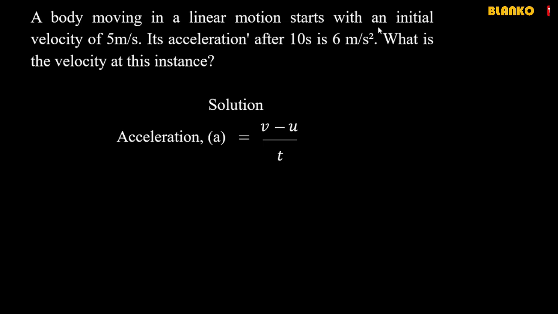From the question, the acceleration is 6 meters per second square. The time T is 10 seconds. The initial velocity U is 5 meters per second. So we are to solve for V, that is the final velocity.